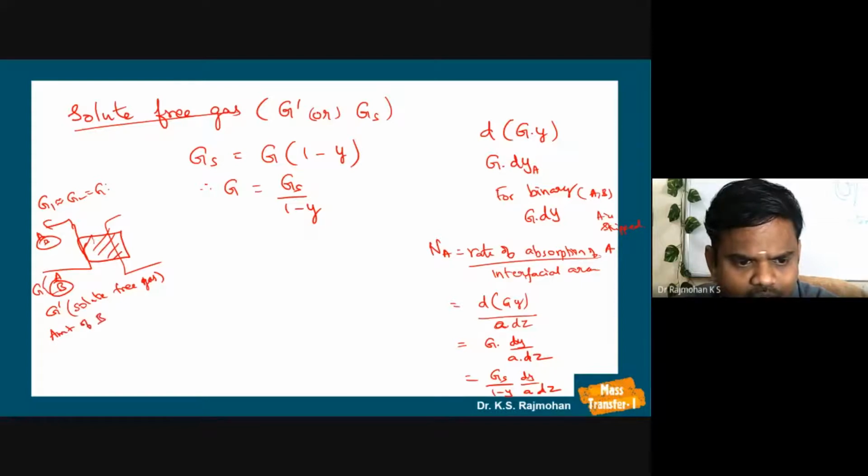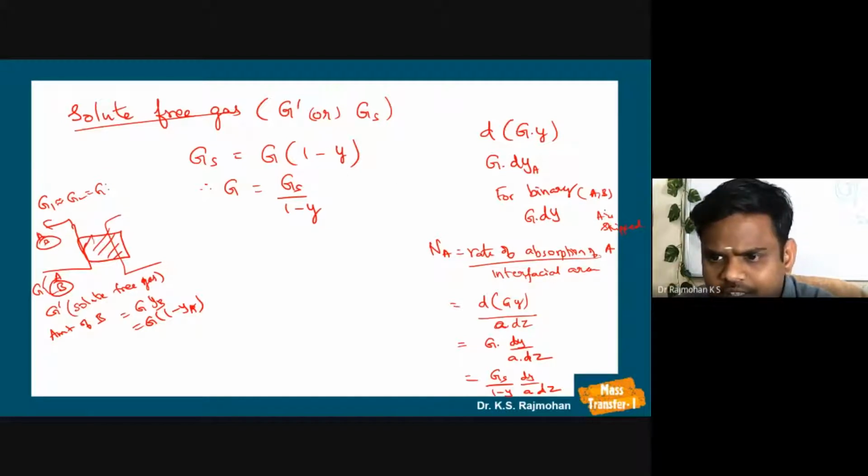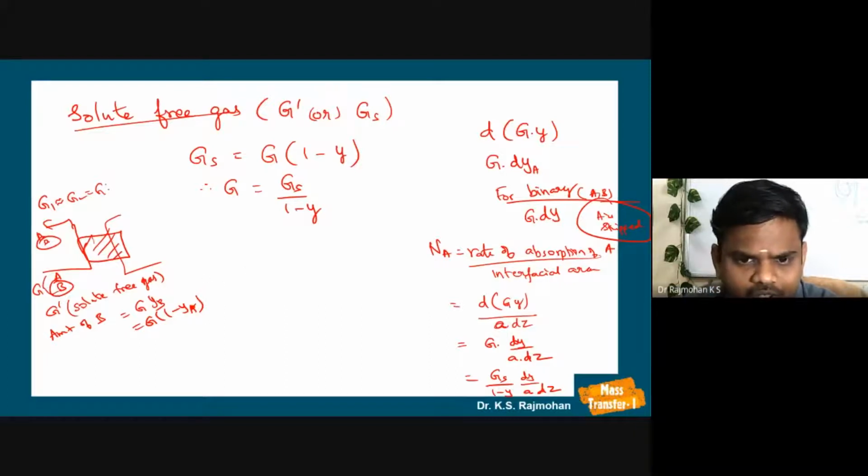G dash is the amount of B, right? So G dash is equal to G multiplied by the mole fraction of B. Amount of B is equal to G into YB, which is equal to G into 1 minus YA. This A is generally skipped, because for a binary system the mole fraction Y refers to that one. So that way we want to express it in terms like this.